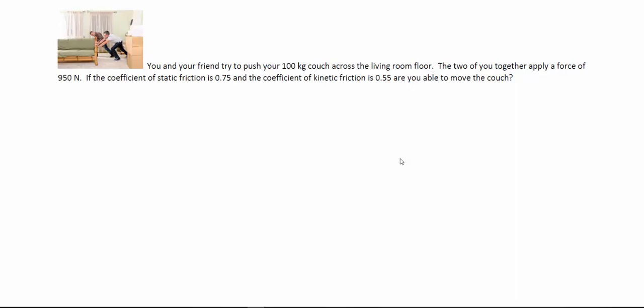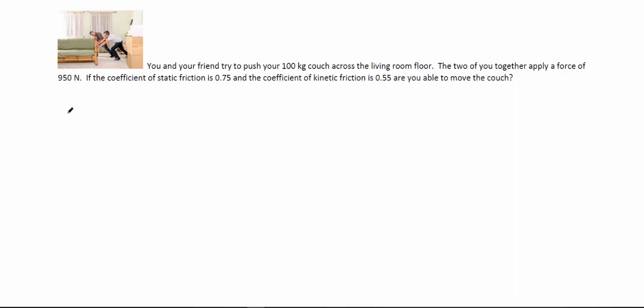So let's get started. In this first example, you and your friend push a 100 kilogram couch across the living room floor. The two of you together apply a force of 950 newtons. If the coefficient of static friction is 0.75 and the coefficient of kinetic friction is 0.55, are you able to move the couch?